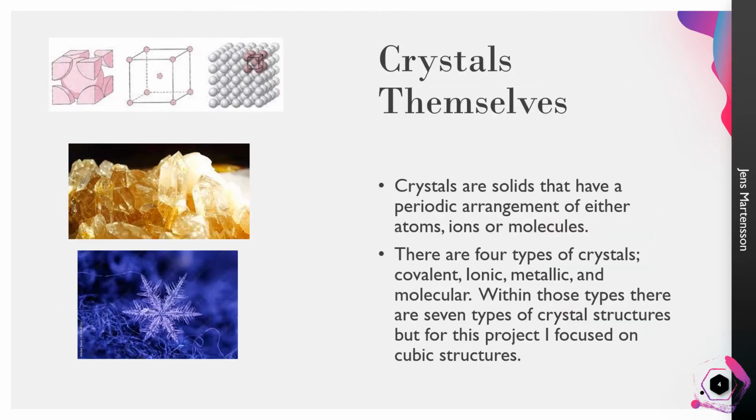So before I go into the process of how I made my rock candy for the 3D model, let's talk about what crystals themselves are. So crystals are solids that have a periodic arrangement of either atoms, ions, or molecules. There are 4 types of crystals: covalent, ionic, metallic, and molecular. Within those types, there are 7 types of crystal structures, but for this project, I focused on cubic structures mainly.